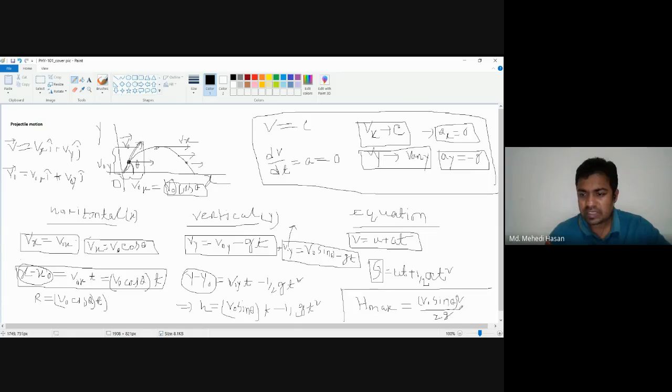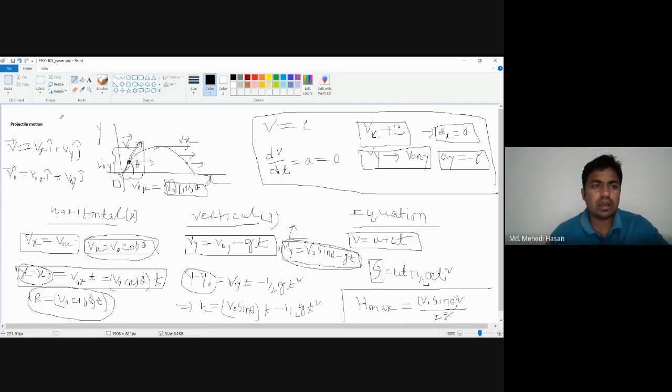This equation basically comes from v square equal to u square plus 2as. So just remember that part. You have to memorize these equations. First one is vx equal to v naught cos theta. Second one is vy equal to v naught sin theta minus gt. Third, r equal to v naught cos theta t, and h equal to v naught sin theta t minus half gt square. Finally, h max is equal to v naught sin theta square divided by 2g. These are the five equations.